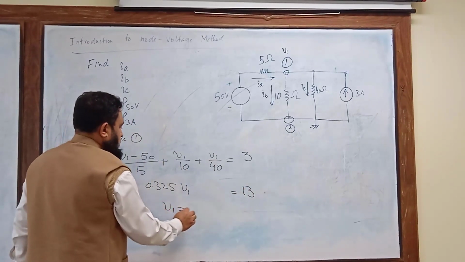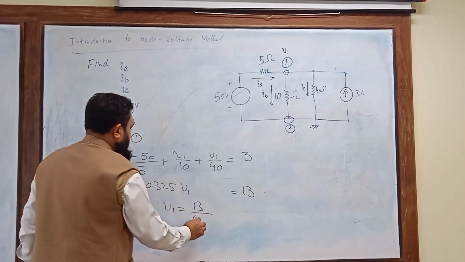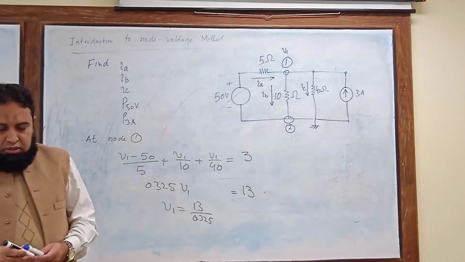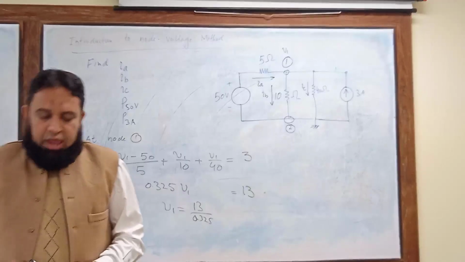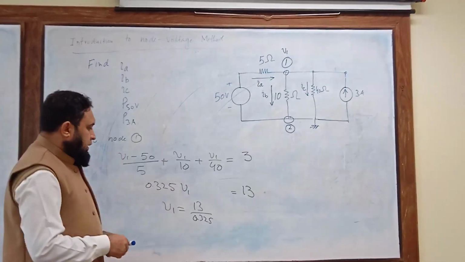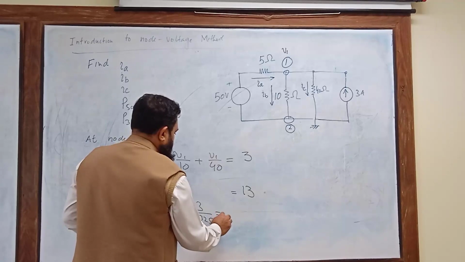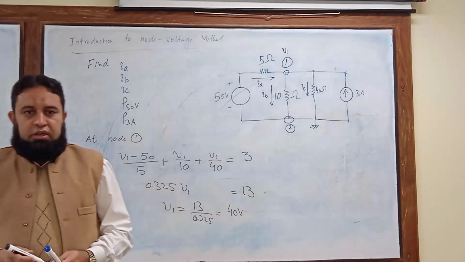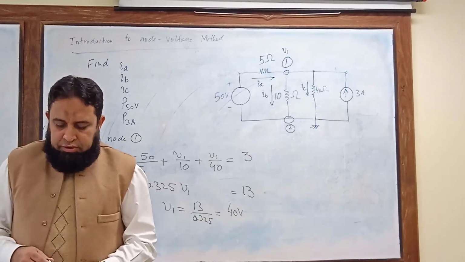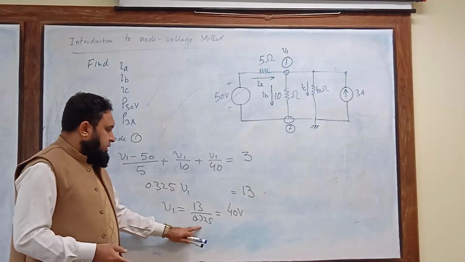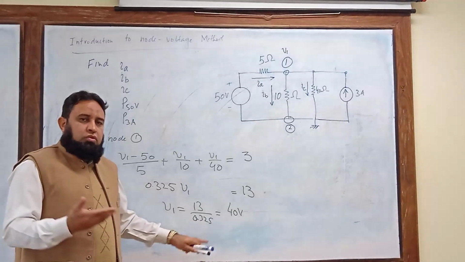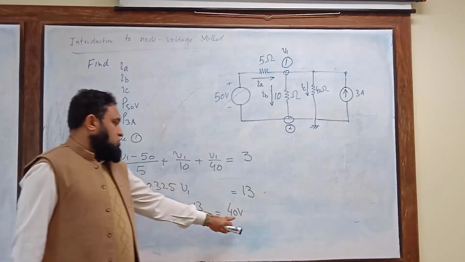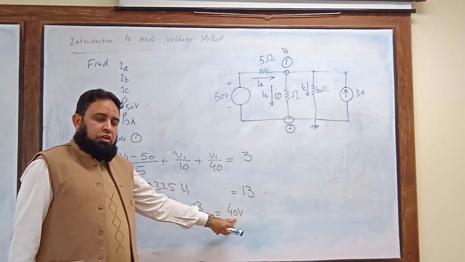So V1 is equal to 13 divided by 0.325. Doing this whole calculation, you get 40 volt as V1. Use your calculator, it's not a big deal, things can be easily solved, so you can do it by yourself. So now we know that V1 is equal to 40 volt.